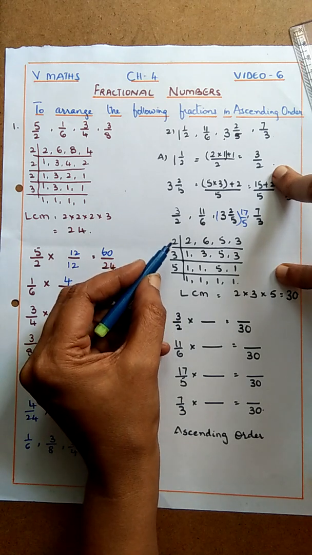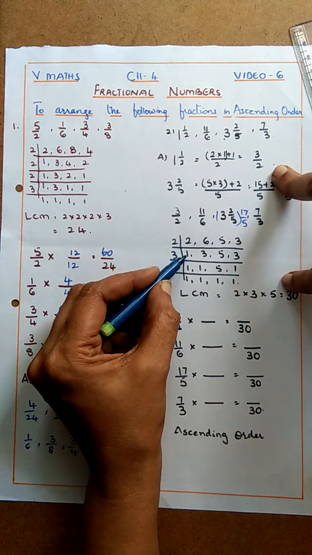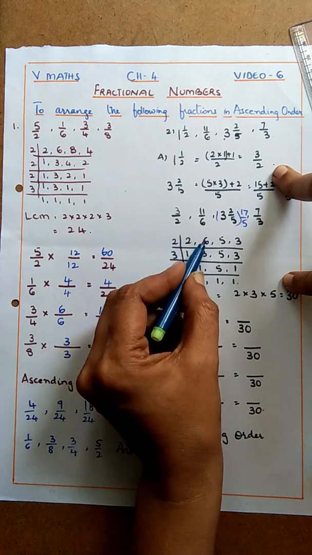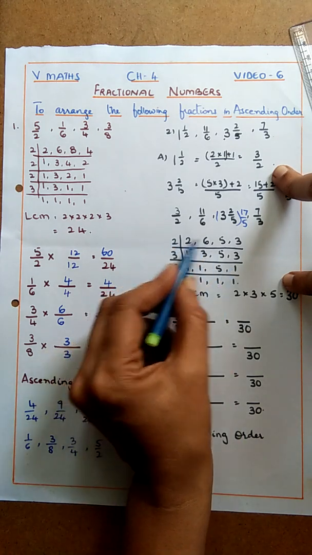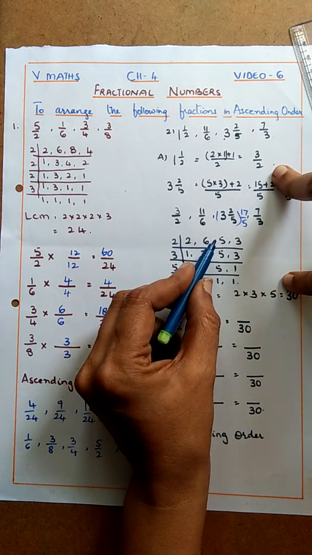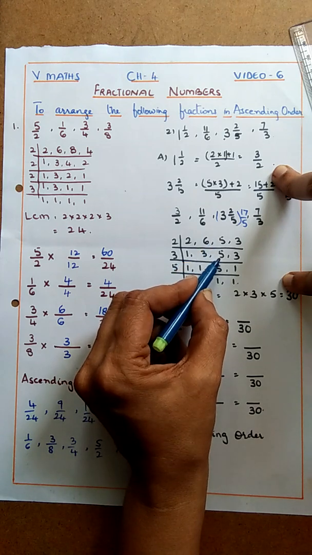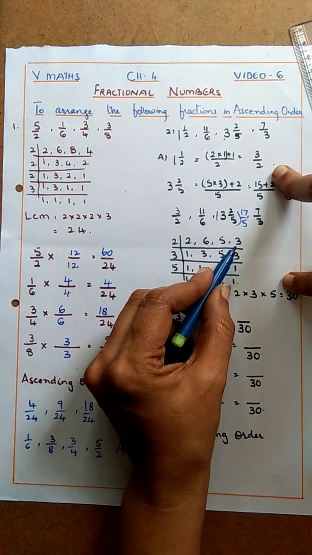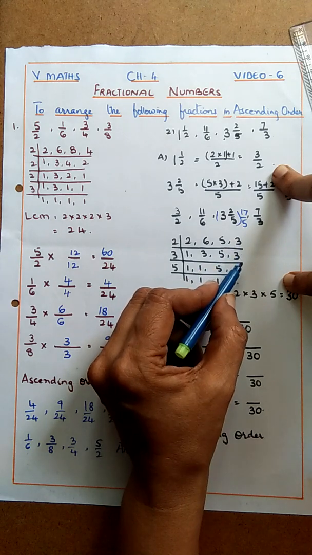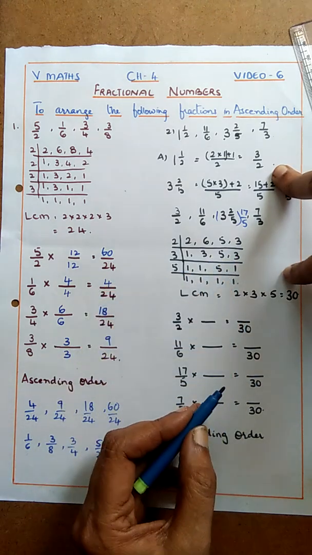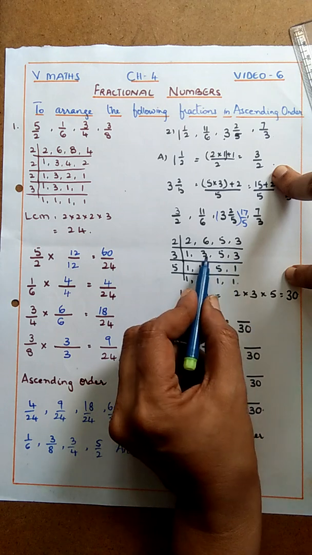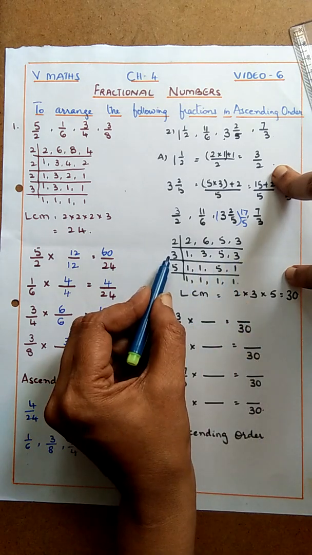Now, let us divide them. Short division method, isn't it? Now, 2 goes 1 time in 2. 2 goes 3 times in 6. 2 doesn't go in 5 because you get a remainder. So, write 5 as it is. And 2 also is not divisible in 3. You get a remainder. Write 3 as it is. Now, you have 3 2 times. Now, divide it by 3.